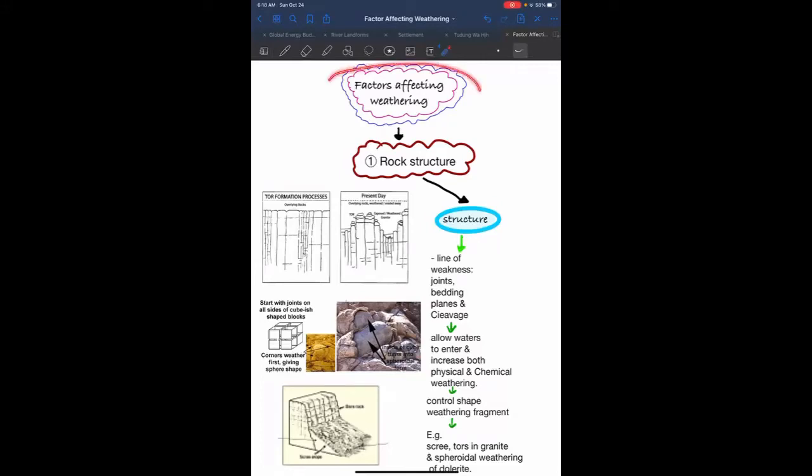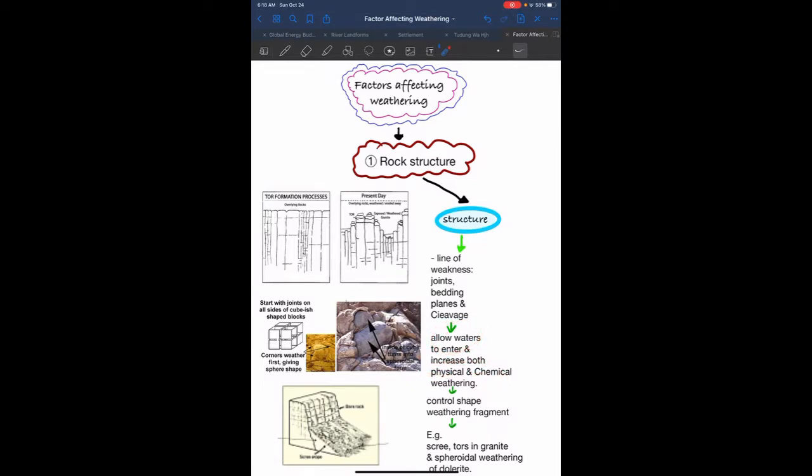Okay, factors affecting weathering. The first factor will be rock structure. So what is the structure? It is just the line of weakness. Examples are the joints, bedding plane, curvature. So what happens here is it allows water to enter through these lines of weakness, so it increases both physical and chemical weathering.